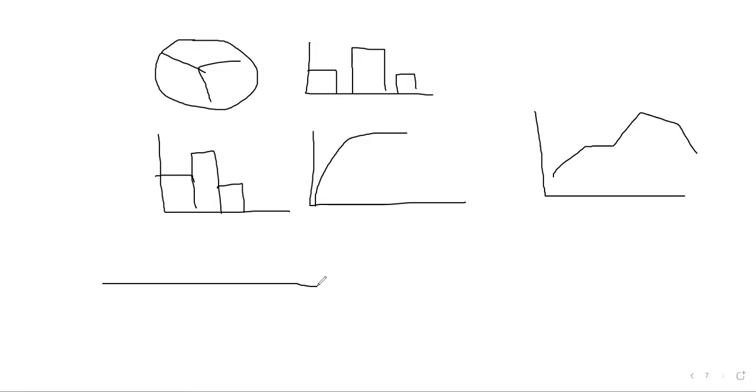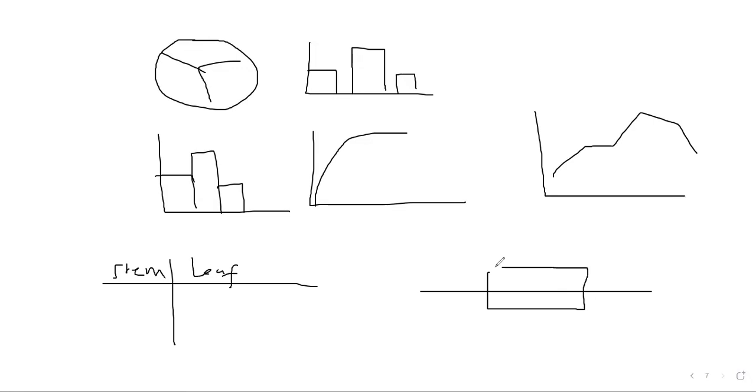We have a stem and leaf diagram. We have a box and whisker plot. Looks like that. So these are pictograms that are important in our study, and you need to identify how and when each of these ones are supposed to be used.